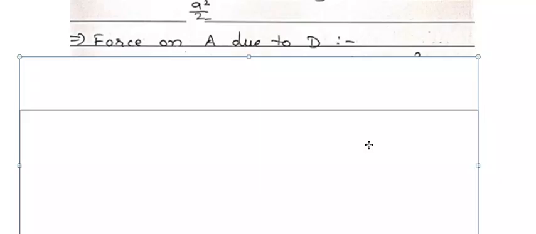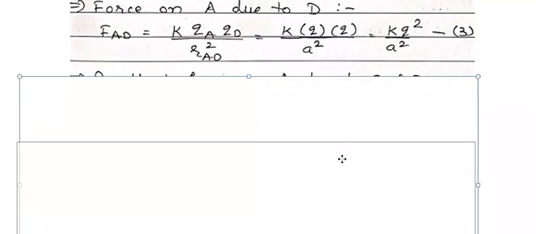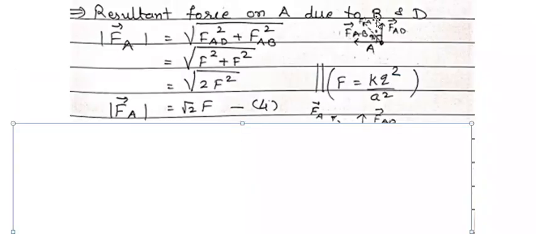Now force on A due to D will be given by FAD equals K QA QD upon RAD square, that is again KQ square upon A square. Now the resultant force on A due to B and D. Here we can see in the diagram the angle between B and D is 90 degrees, so cos theta will be 0. So FAD square plus FAB square, here the third term of cos theta will be 0. So net force on A due to B and D is root 2 F.